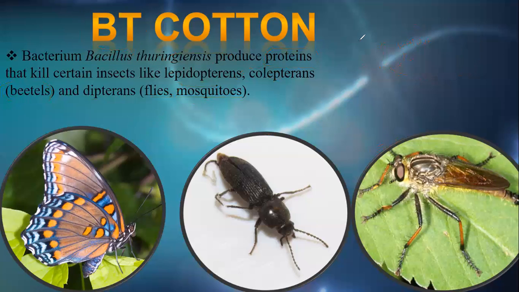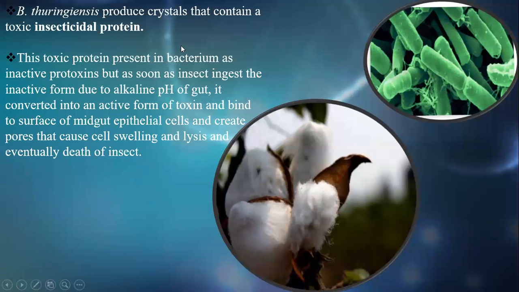Is it clear? Look at these beautiful images of the vast variety of organisms available to us in our environment. So the next one, let's move to the details of Bt cotton. Bacillus thuringiensis produces a crystal protein that contains an insecticidal toxic protein. This protein is present in the bacterium.